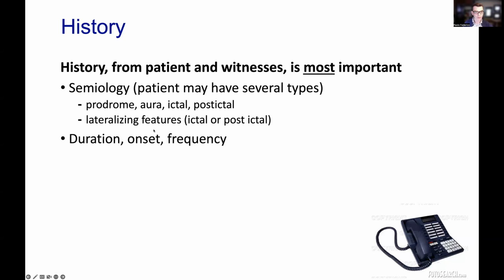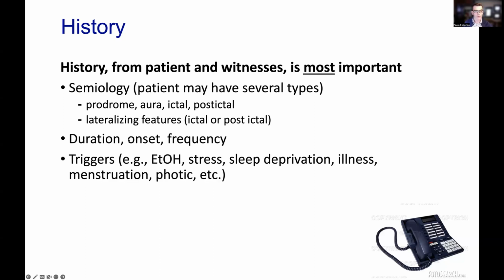Information about the duration, onset, and frequency, as well as triggers, is important, but it doesn't help diagnose where the seizures are coming from in the brain. But that's where this detailed description of semiology is important. And getting information about episodes of status epilepticus is also relevant because it may give you clues about ongoing severe epilepsy that may result in structural changes in the brain.